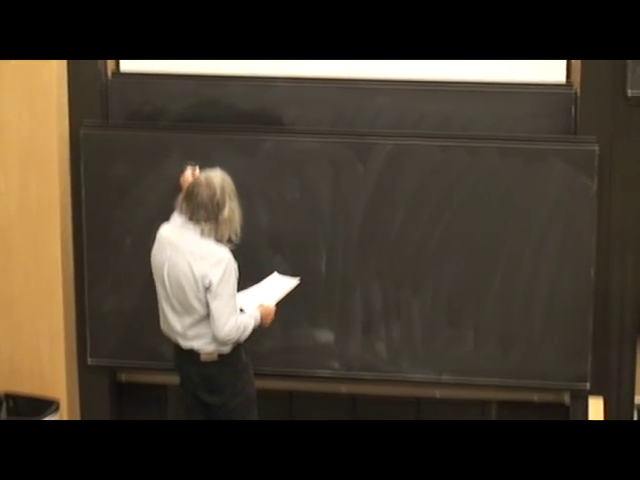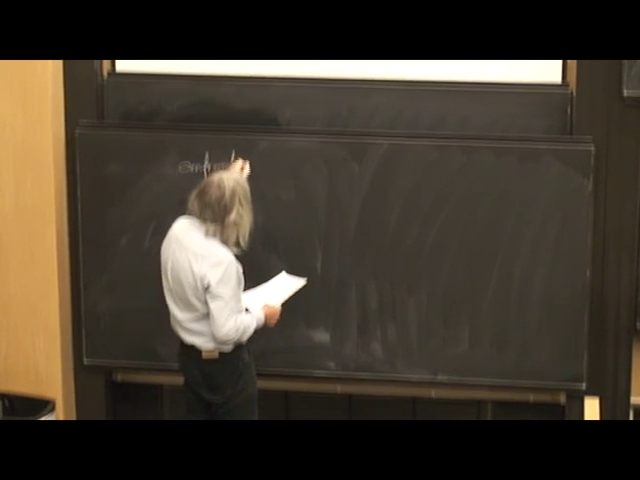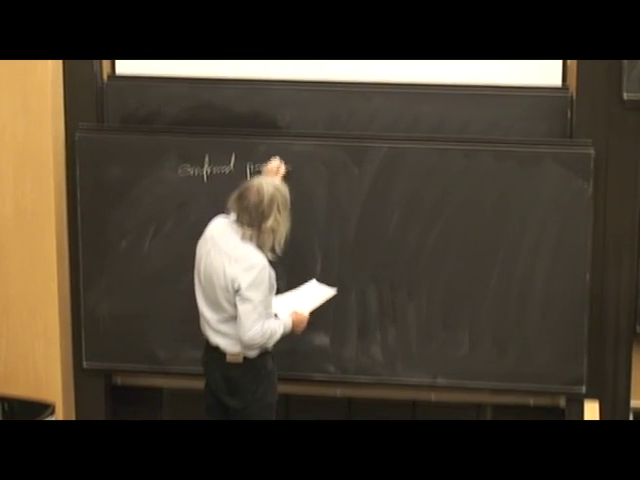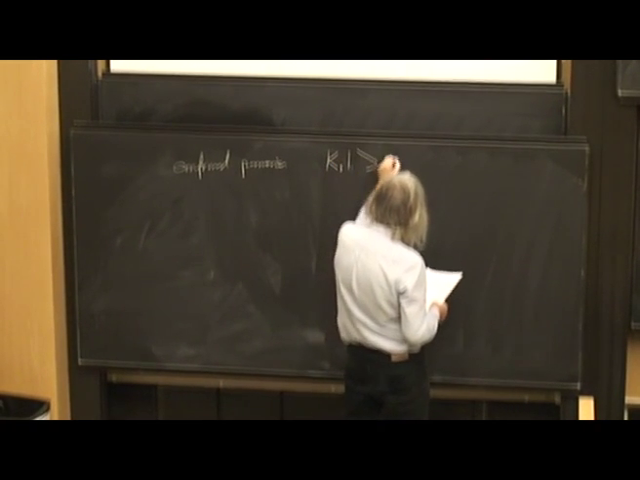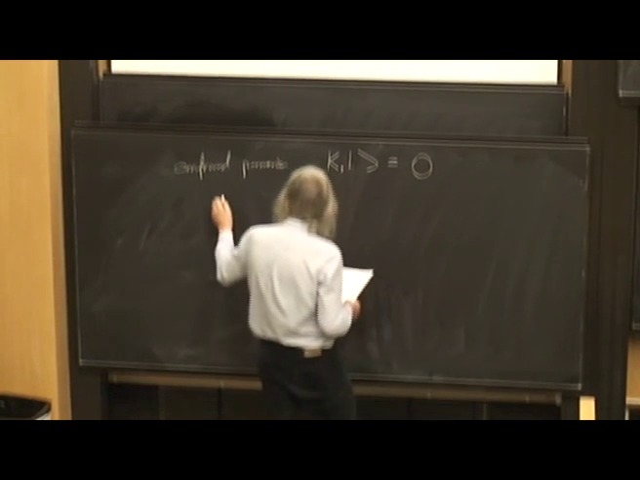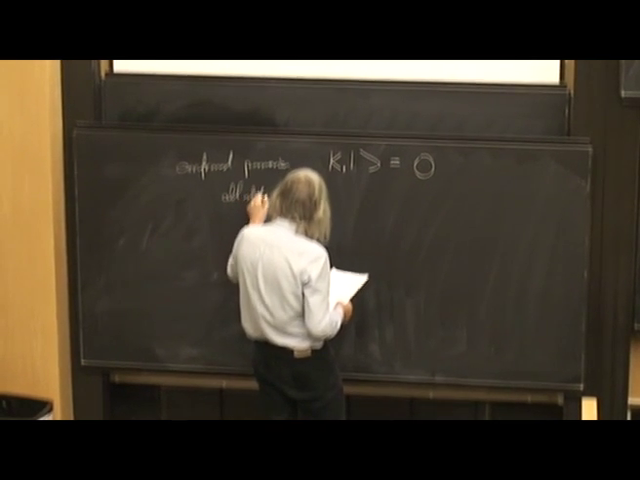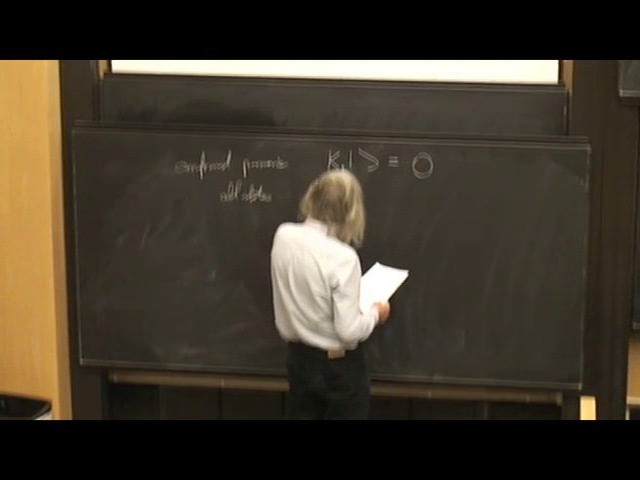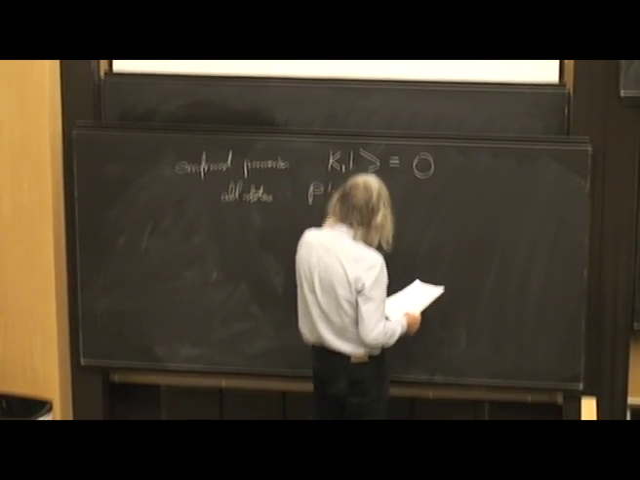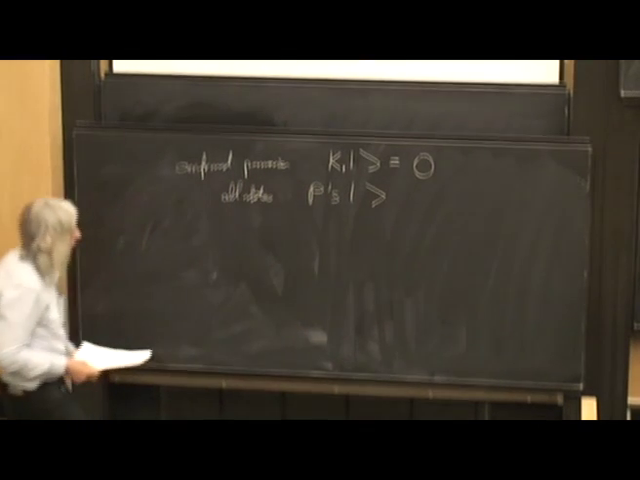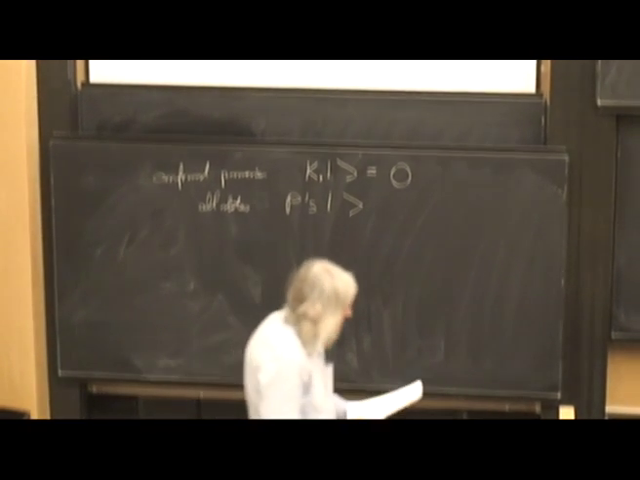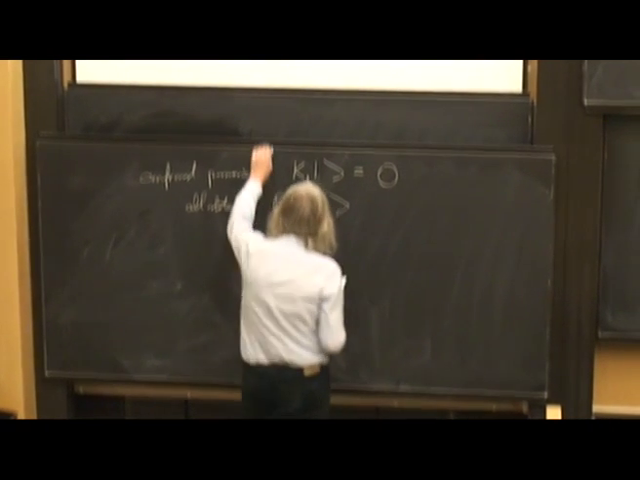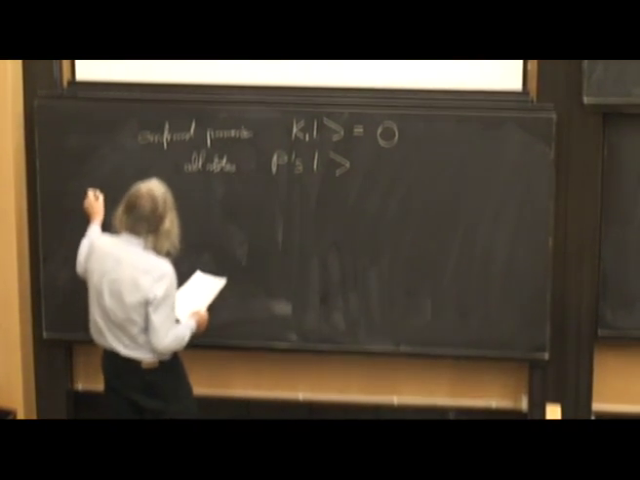So conformal primaries, they're annihilated by the K generators. And then all states are given by the action of P's and all this. So we can have infinitely many momentum operators, or equivalently derivatives, acting on the fields, which will generate all possible states. And what I want to consider now are three-point functions.